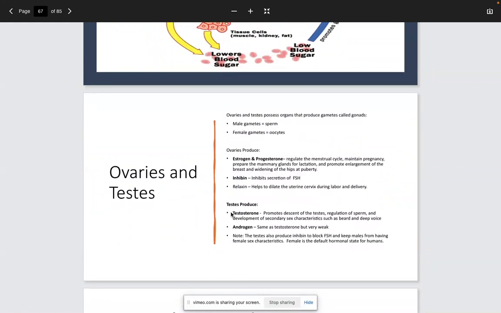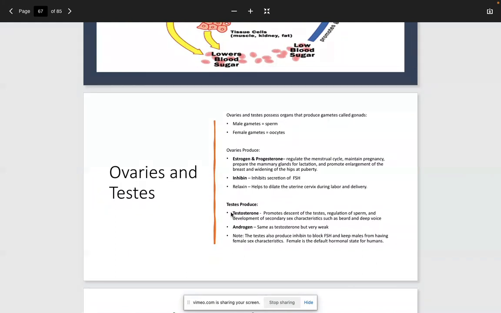Moving on, we'll begin talking about the ovaries and testes. The ovaries and testes are going to be covered more extensively in the reproductive lecture, but I want you guys to have just a basic understanding of these. So we'll start with what the text says. The ovaries and testes are going to possess some organs that produce gametes. So gametes, I want you guys to know the male gamete is called sperm, right? That makes sense. The female gamete is called the oocyte.